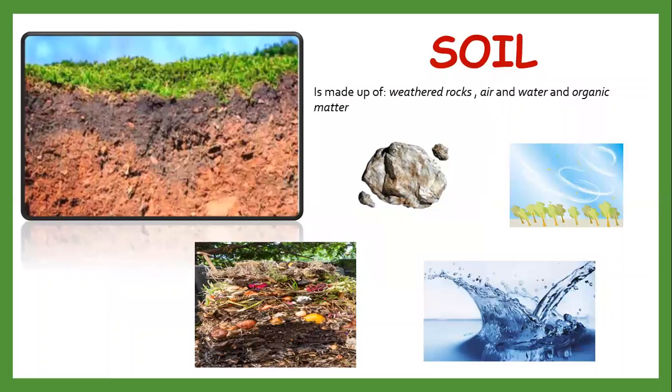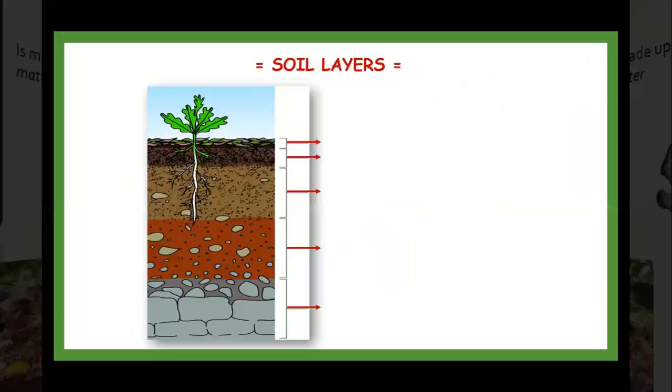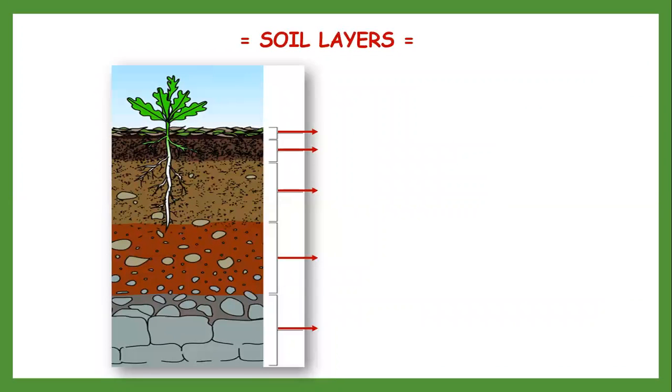So this morning we talked about soil, and soil is made up of weathered rocks, air, water, and organic matter. That is what soil is made of. And class, there are soil layers. There are 5 soil layers. What are those again? Do you still remember?